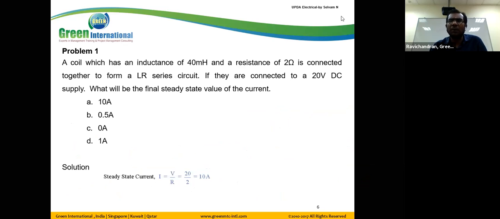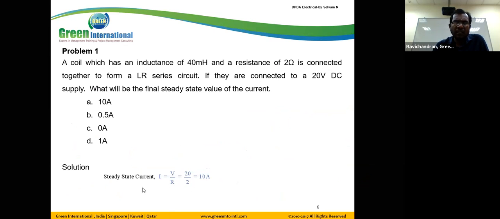So we have some problems. A coil which has an inductance of 40 millihenry and a resistance of 2 ohm is connected together to form a series circuit. If they are connected to a 20 volt DC supply, what will be the final steady state value of the current?